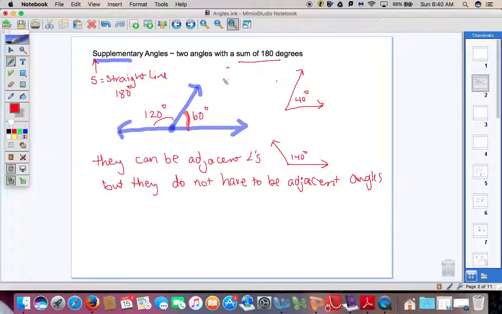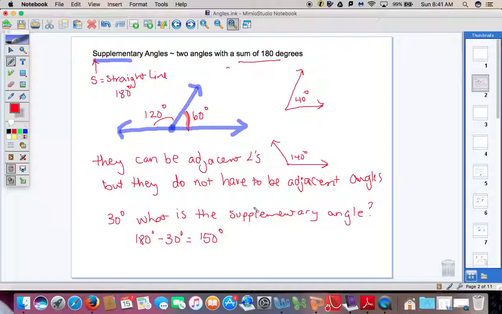Okay, so supplementary angles are just simply two angles that have a sum of 180 degrees. Oftentimes you'll get the question that says, if the measure of an angle is 30 degrees, what is the supplementary angle? Well, you would simply say 180 minus 30, and you would get that the supplementary angle would equal 150 degrees.